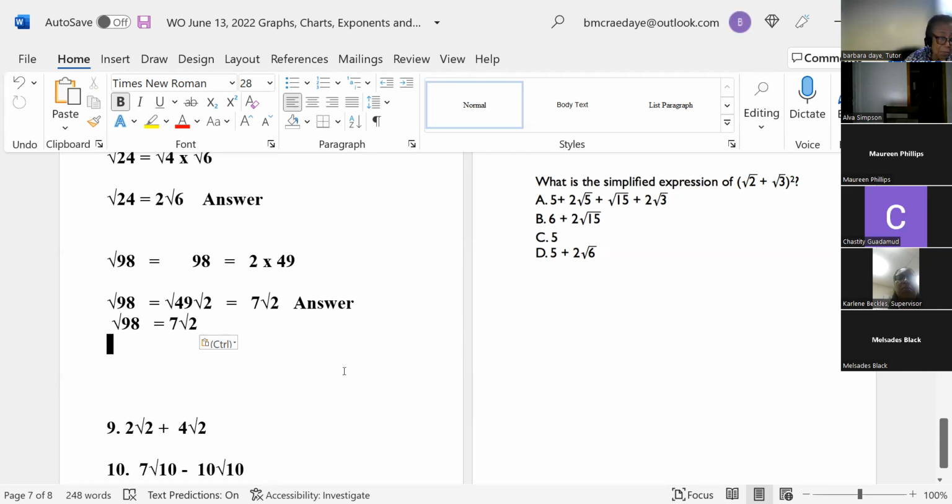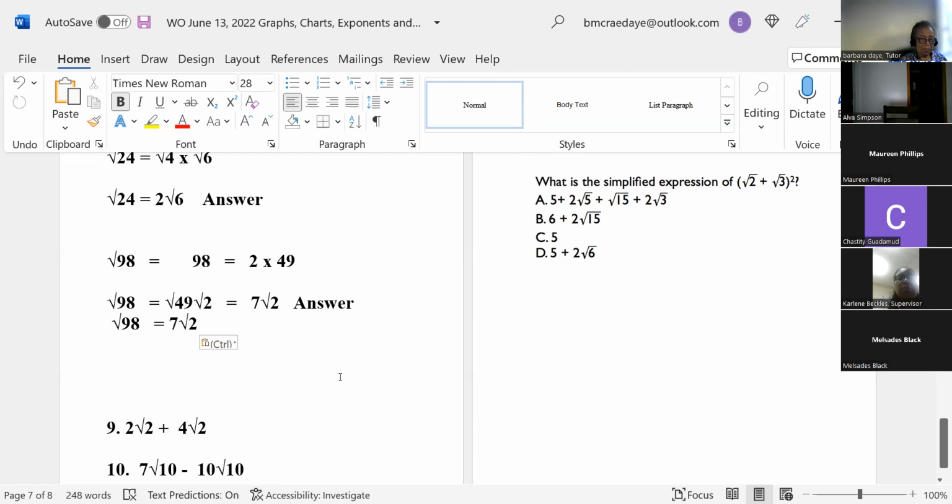Normally these are given as multiple choices, so the square root of 49 times the square root of 2 would not be a choice. You'd have 7 times the square root of 2 as one of your choices, and then some other choices in case you made a mistake. If you put the square root of 49, that would not work, because it says simplify. When you simplify, you want to get as few radicals as possible.